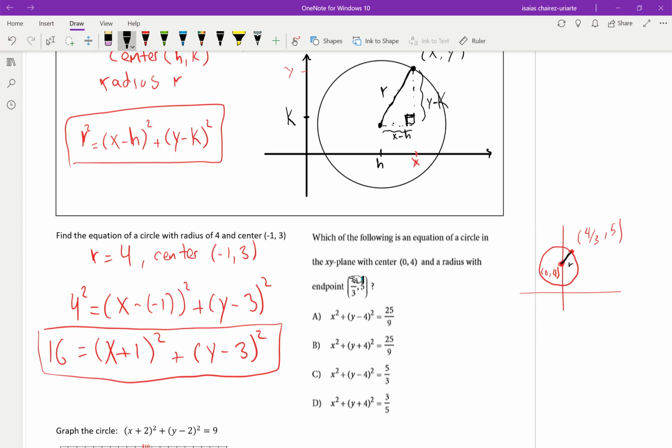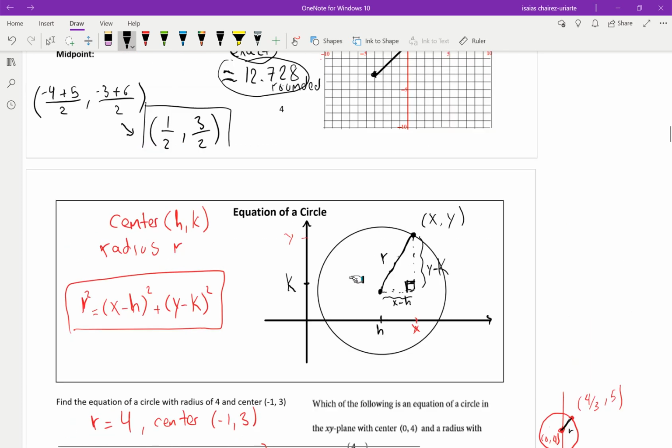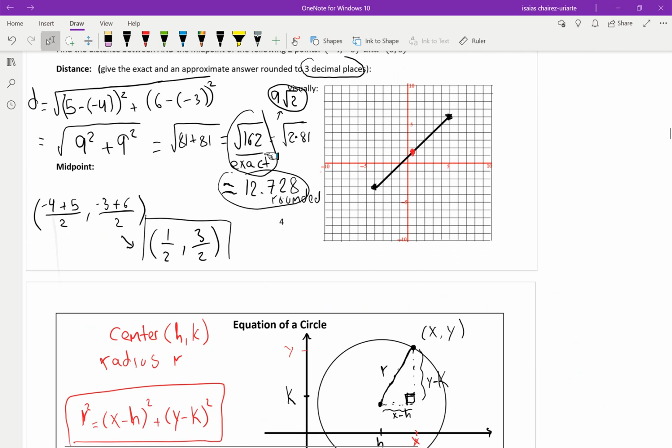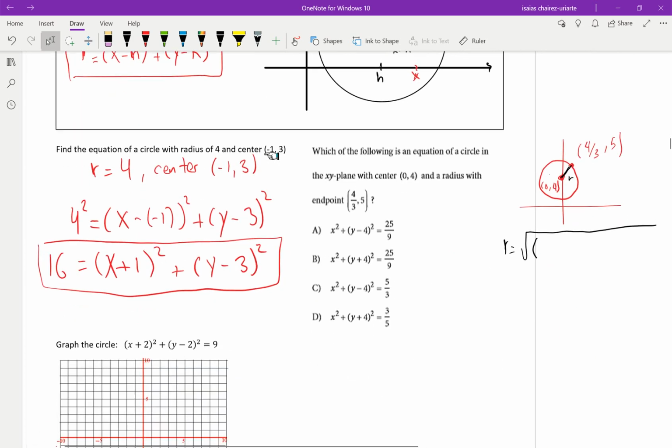So right now what we want to say is that r, so r is the length, or it's the radius, is going to be, we said it's the difference of the x coordinates. So right now I'm using my trusty old distance formula over here. I need it right now to find my radius. So right now I'm gonna say it's 4/3 minus 0 squared plus, and then 5 minus 4 squared.